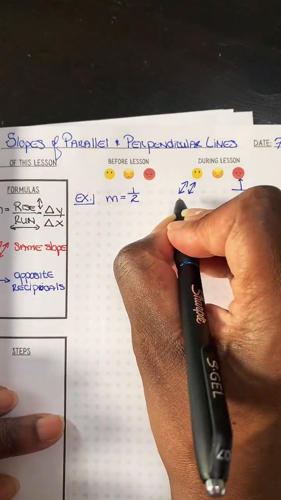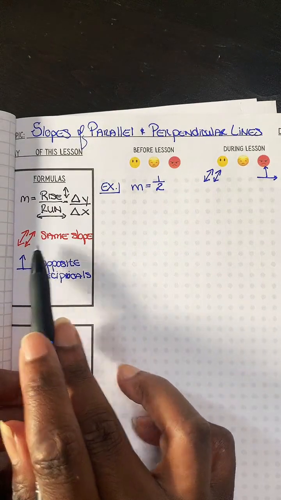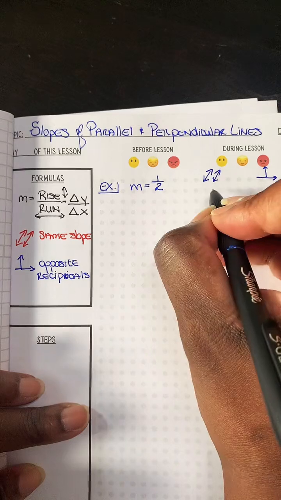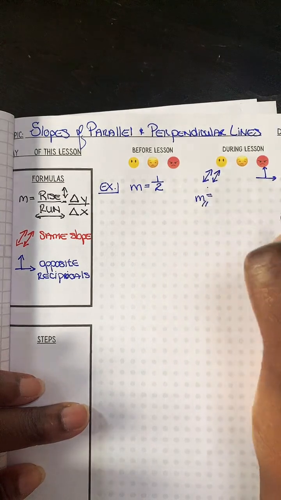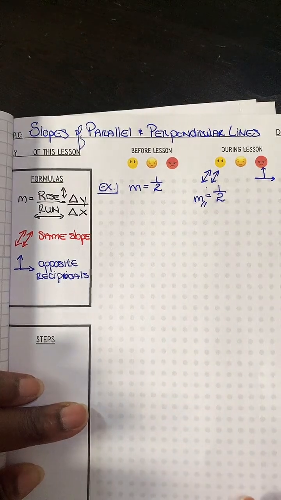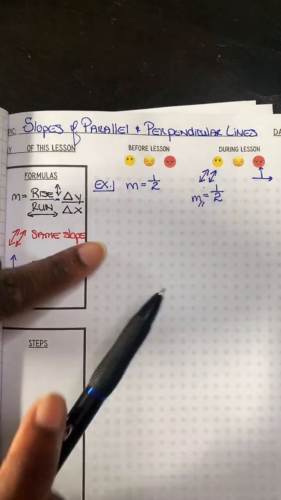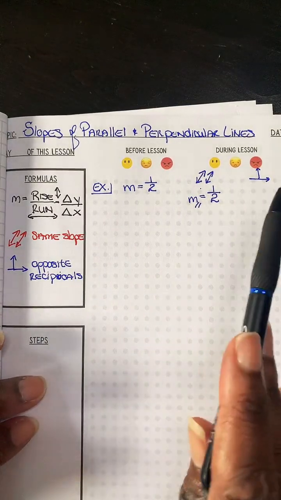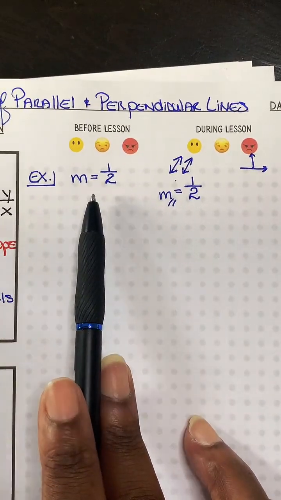So when we're saying parallel, remember we said that parallel lines have the same slope. So if my slope is 1/2, I'm going to put the parallel lines underneath it. That means my slope is also going to be 1/2. Because parallel lines have two different y-intercepts, but they're traveling in the same direction, so they have the same slope.